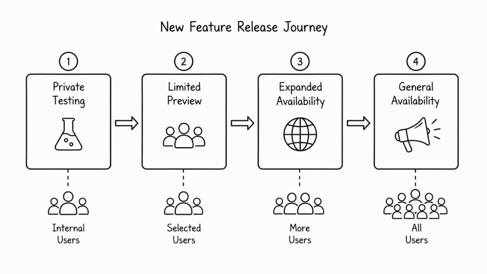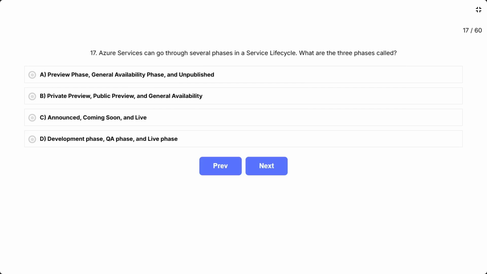This question tests your knowledge of how Azure releases new services to the public. Think about the journey a new Azure feature takes, from limited testing to full public release. Correct answer: private preview, public preview, and general availability.